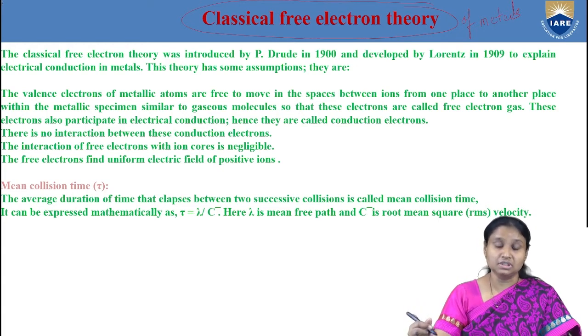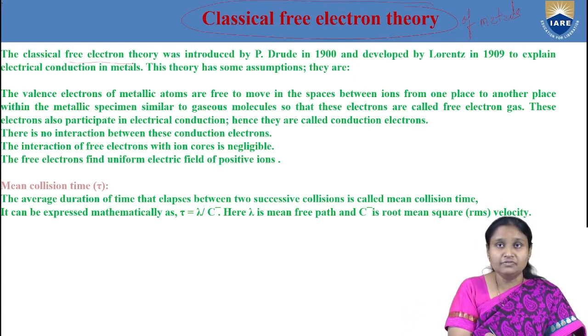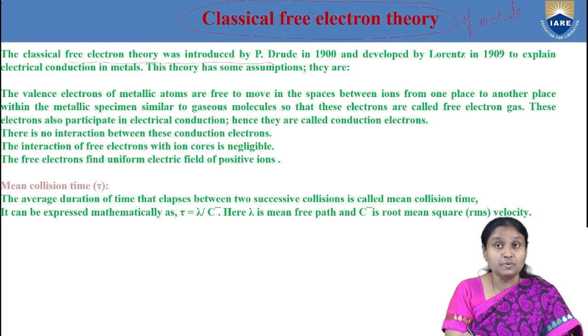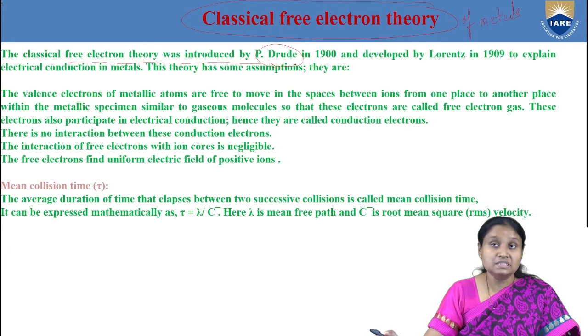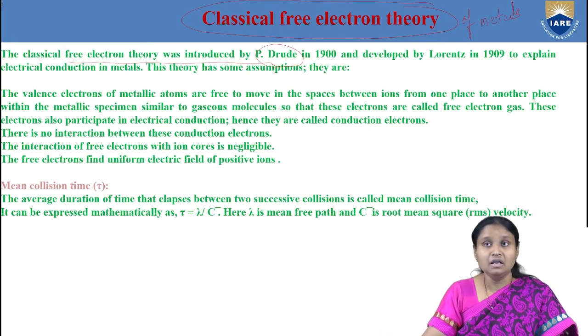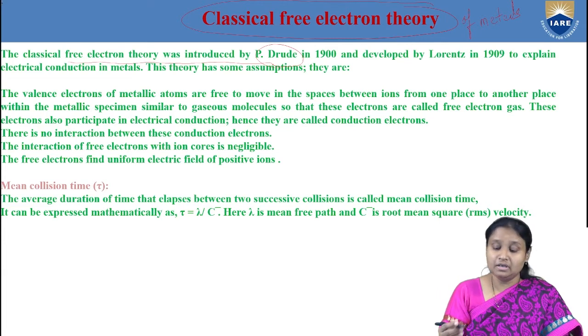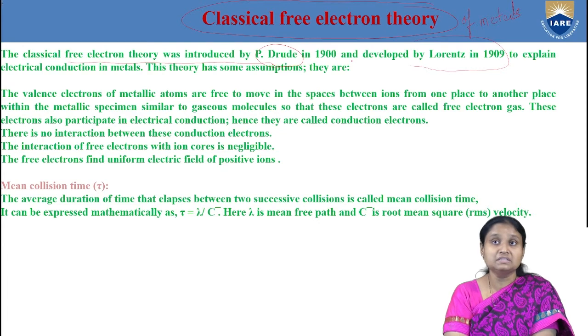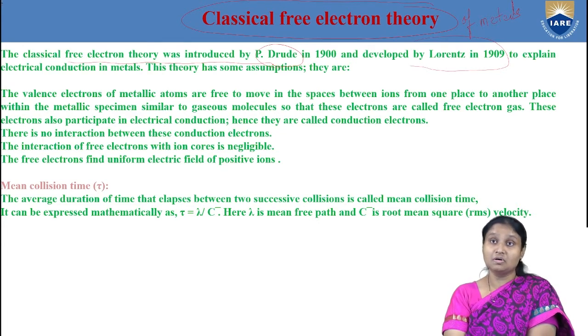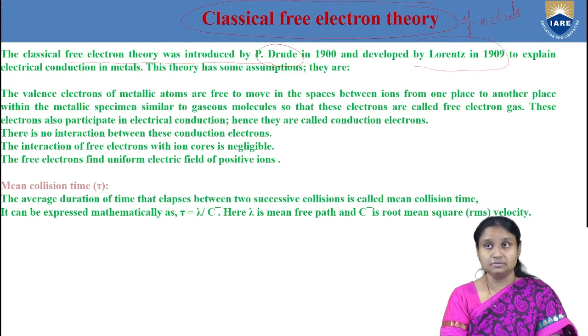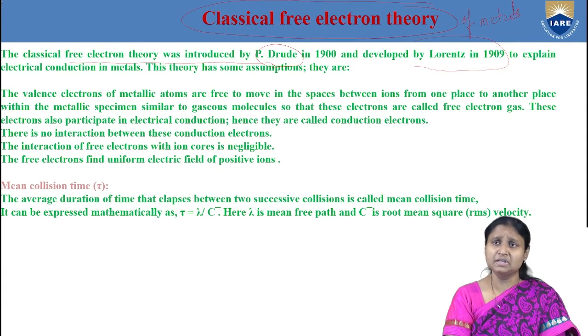classical free electron theory is. We know that this classical free electron theory was proposed first by the scientist Drude, in the year 1900. And as I told you, later it was developed and extended by another scientist, Lorentz. So that's why this classical free electron theory is also called the Lorentz-Drude theory. And mainly it explains electrical conduction in metals.